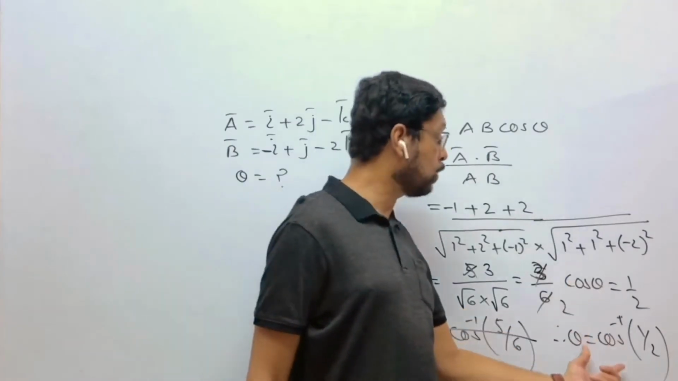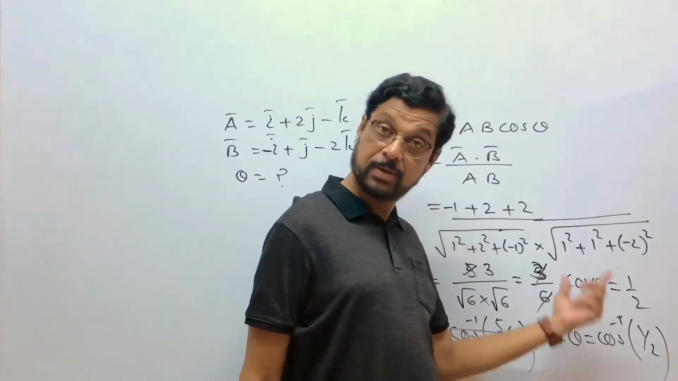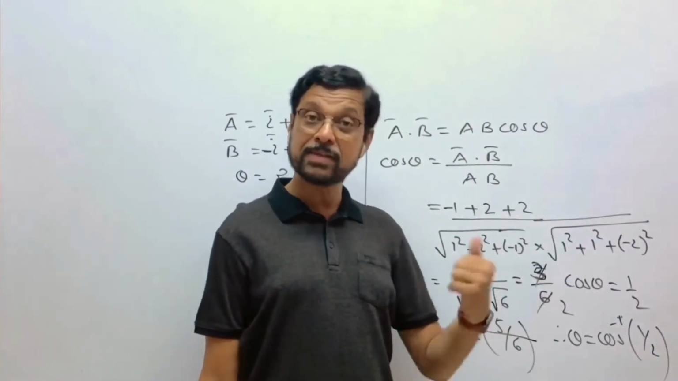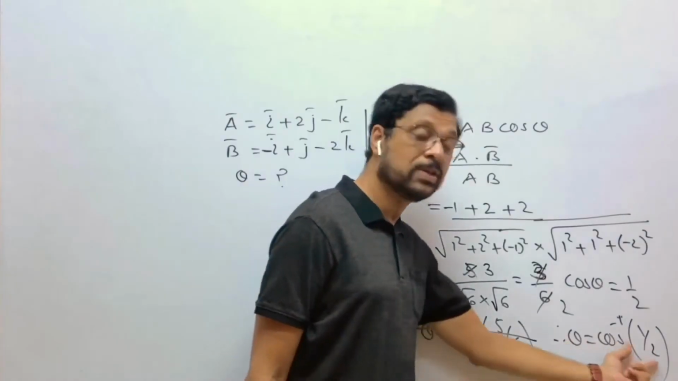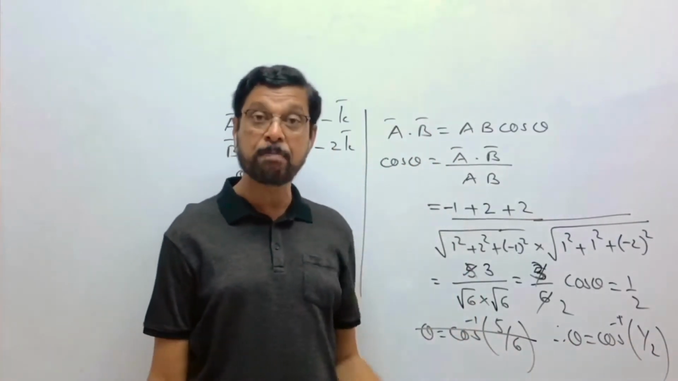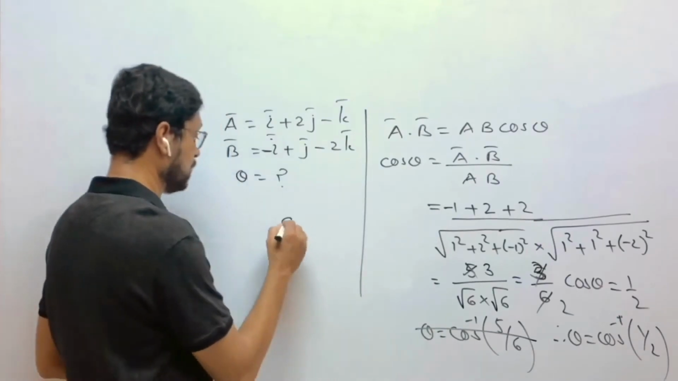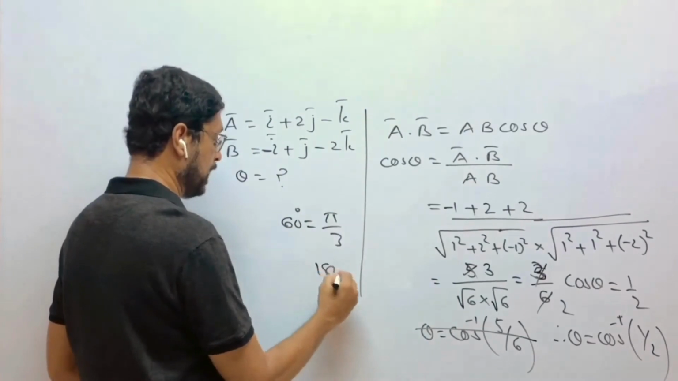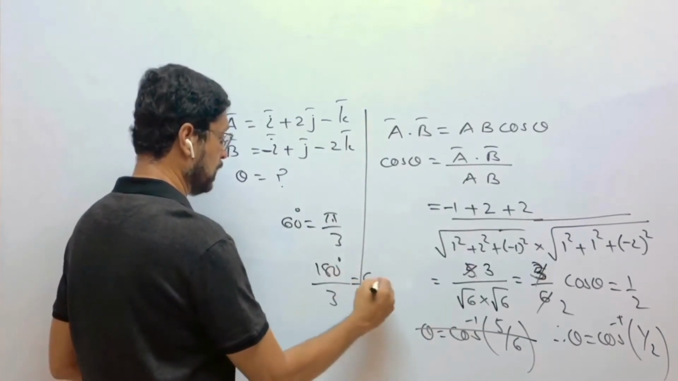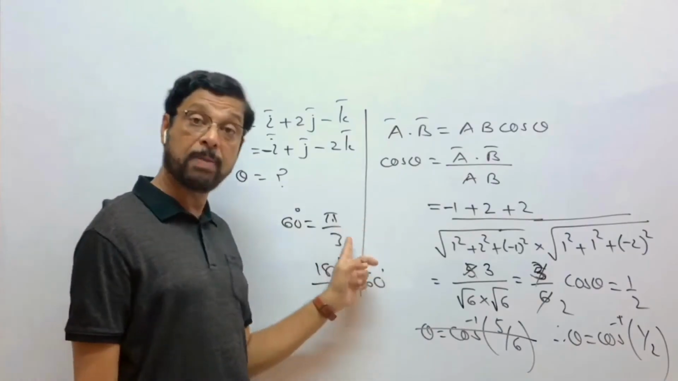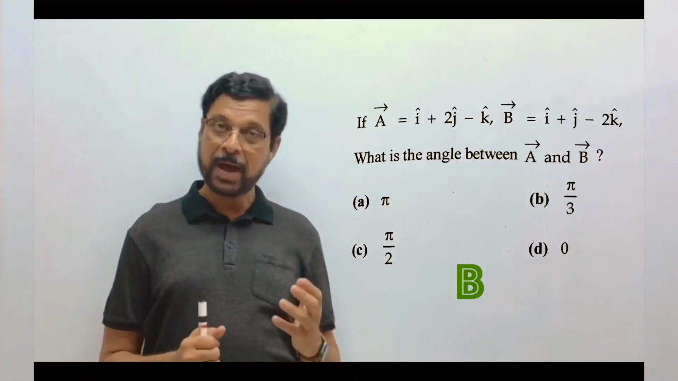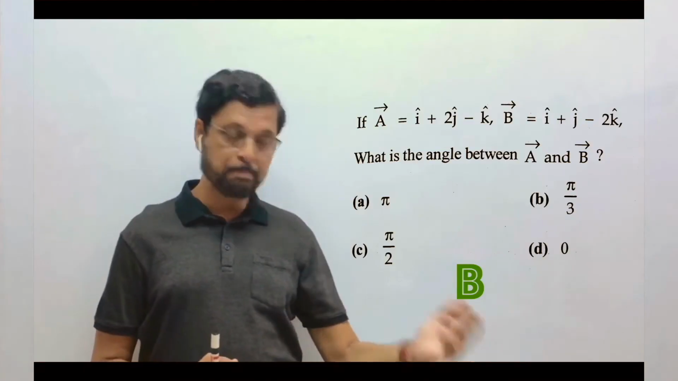1 by 2 is the cos of which angle? It is 60 degree, means theta is equal to 60 degree, and 60 degree means pi by 3, because pi is 180 degree. 180 degree upon 3, that is 60 degree. So 60 degree means pi by 3. So your answer is pi by 3 radians, that is B.